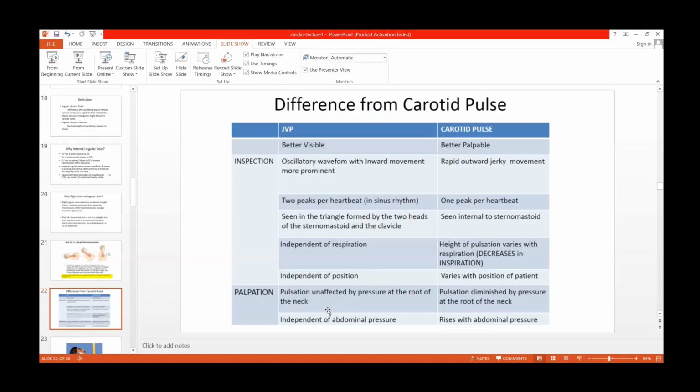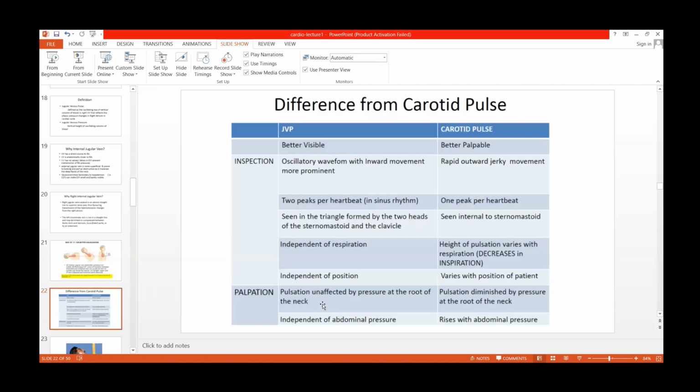And JVP is mainly dependent on the abdominal pressure, and the carotid pulse doesn't depend on the abdominal pressure. And JVP generally obliterates with pressure at the root of the neck. Sorry, this slide is somewhat problematic. So this is the measurement of JVP. This is an important examination. This is the vertical height from the sternal angle. This is something you have to do when you measure the JVP at a 45-degree angle.